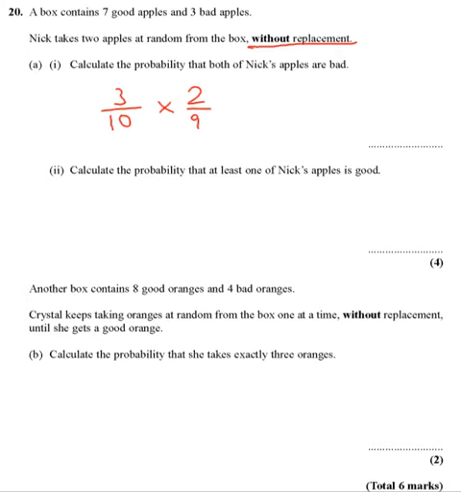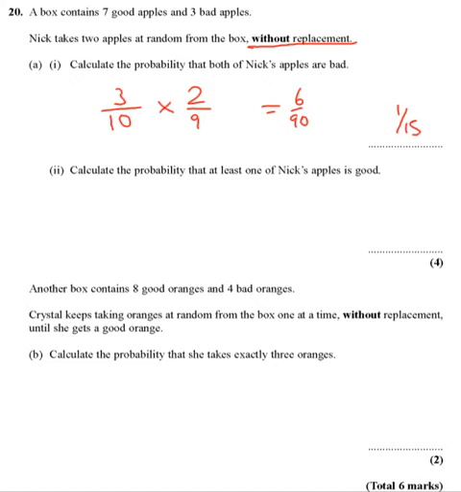So the probability that the second apple is bad, given that the first one's already bad, is 2/9. So you multiply those two together, that's the probability of getting a bad apple on the first go, and then another bad apple afterwards, and that comes out as 6/90, which obviously cancels down to 1/15.